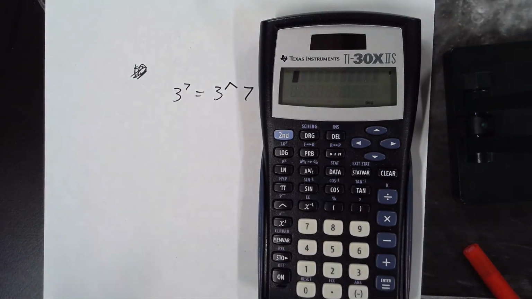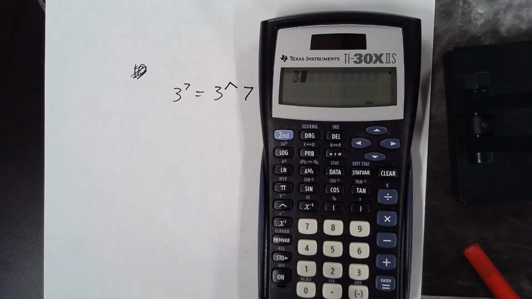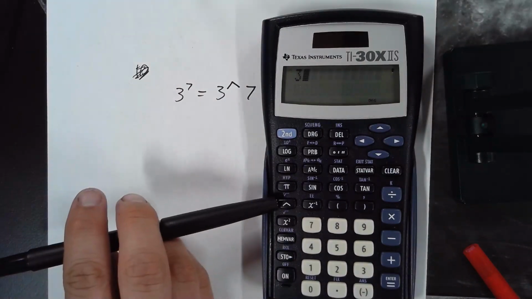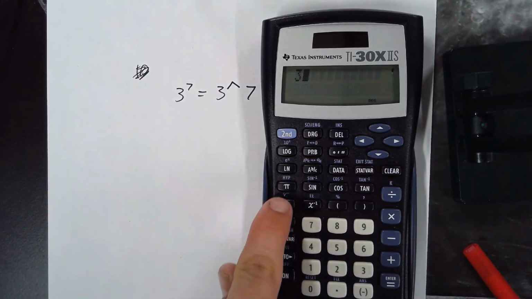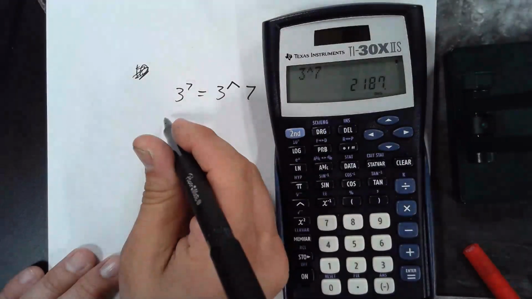So 3 to the 7th is 3 caret 7. On your calculator, I know you might not be able to see the display on the screen. You have this caret button right here. Caret 7. So 3 to the 7th power is 2,187.